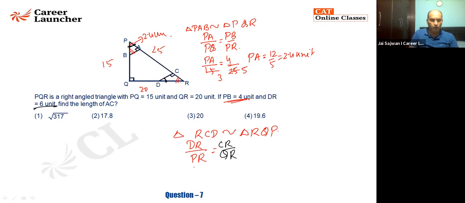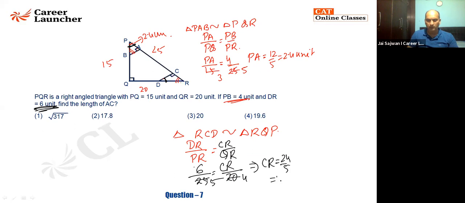It is already given. Look at this. DR is 6. How much is PR? PR is given as 25. How much is CR? CR is what I need to find out. How much is QR? That is 20. 5 5s are 25, 5 4s are 20. So from this, CR is coming out to be 24 by 5, which is 4.8.